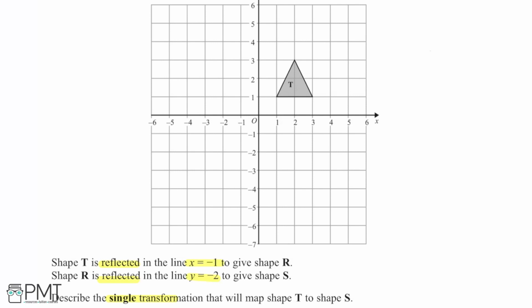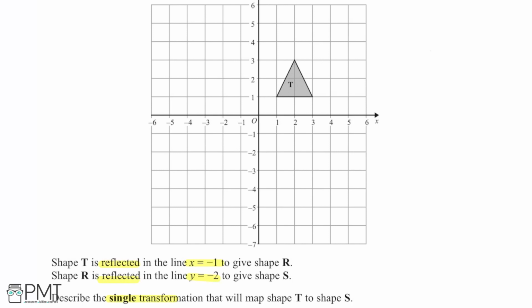So then if we have a look at the diagram, we have obviously shape T here, which is a triangle. And we need to work out how it's going to be mapped to shape S in a single transformation. Now firstly we need to assess where shape S is going to be, and in order to do that we're going to have to do both of the reflections, find where shape R is, and then use this to find where shape S is, and then we can look at the transformation between T and S.